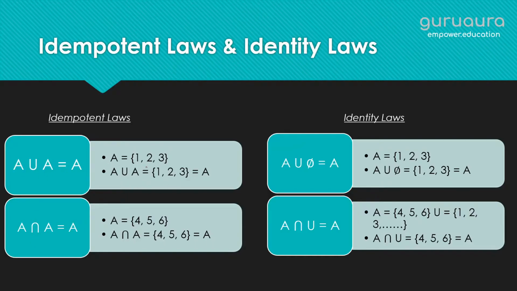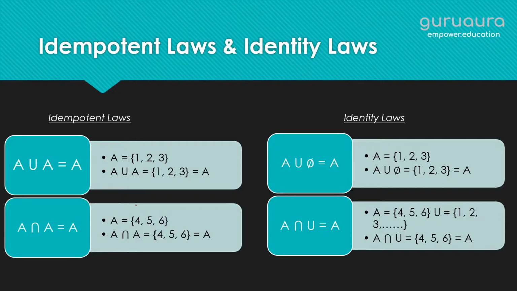Say, for example, you have a set A with elements 1, 2 and 3 and you need to find A union A. What will be A union A? A union A will consist of these elements 1, 2 and 3, which is the same as set A. So A union A is equal to A.